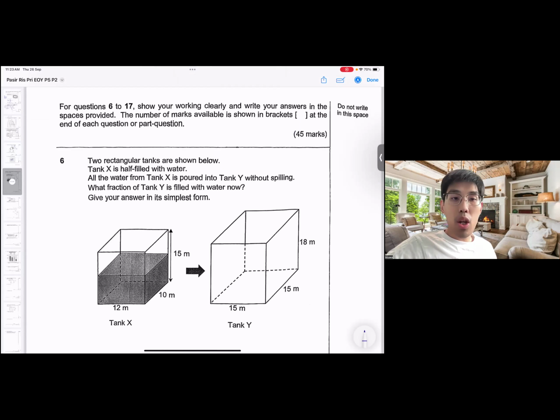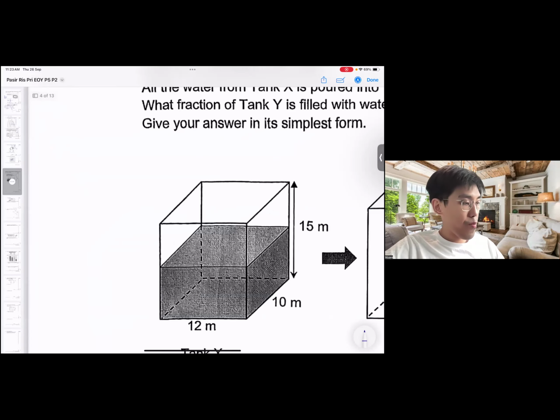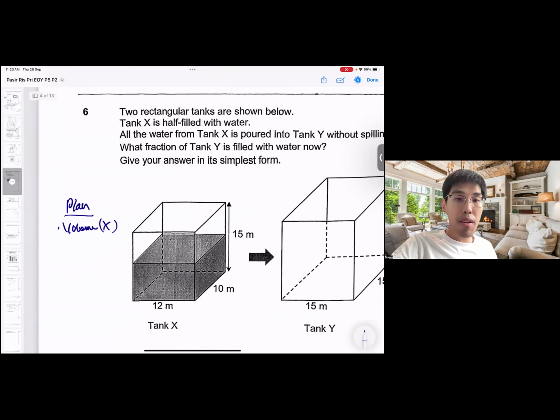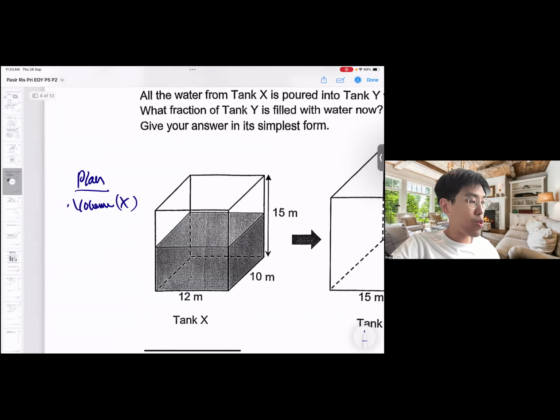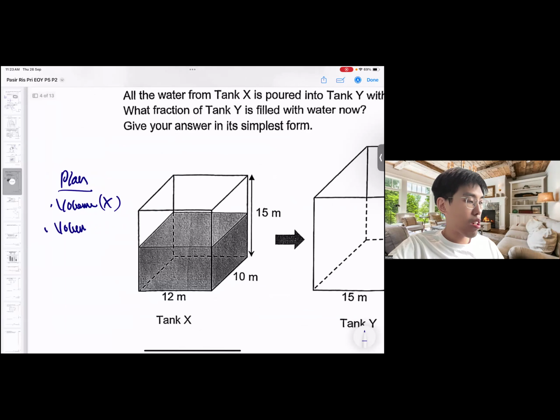Okay. 2 rectangular tanks are shown. Tank X is half filled with water. All the water from X goes to Y. What fraction of Y is filled with water now? There are a few things you need to find. Number 1, we need to find the volume of X. And we can also find the full volume of Y. Then we can find the fraction.